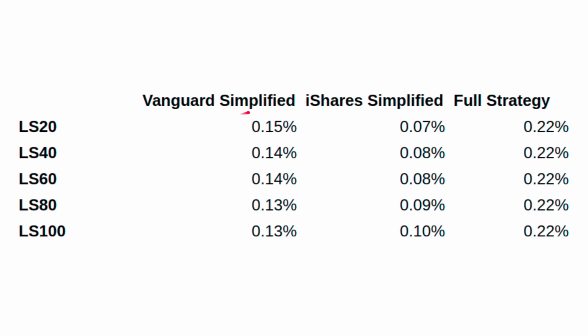So here are the costs for the Vanguard simplified portfolios, which range from about 0.15% for LifeStrategy 20% down to about 0.13% for LifeStrategy 100. The iShares portfolios were a bit cheaper, which is because the funds were cheaper.